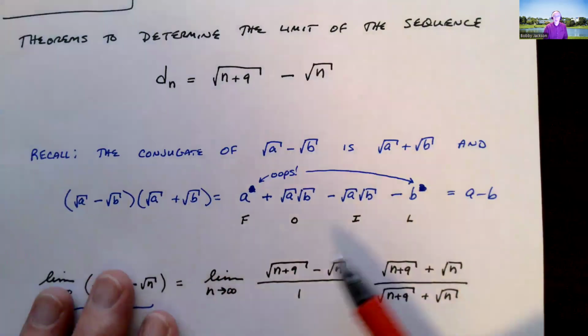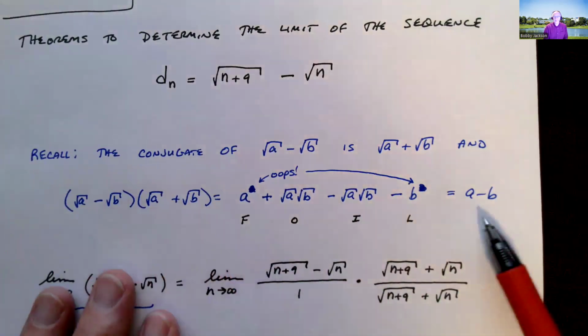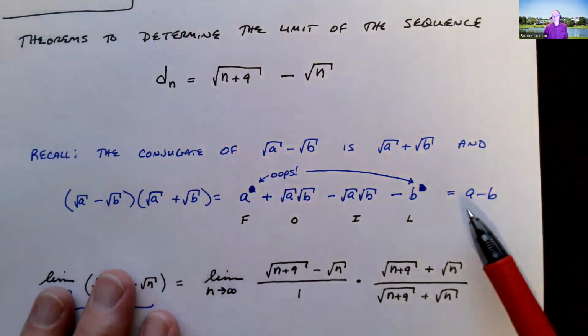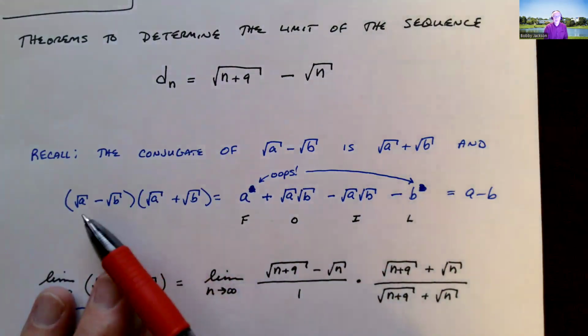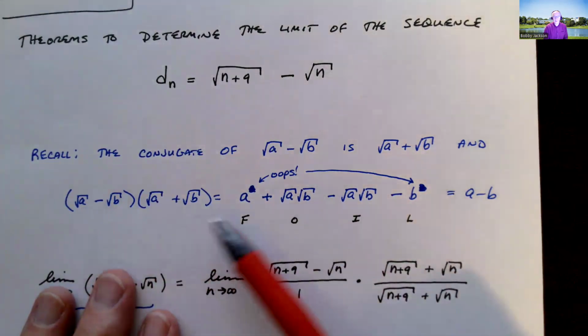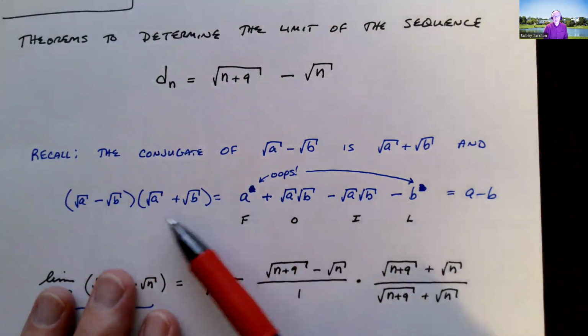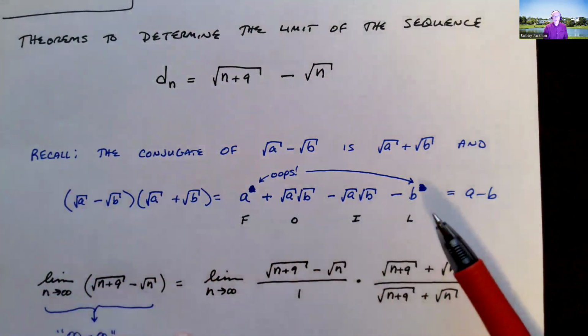This is really just, in a sense, factoring the difference of squares, if you want to think about it that way, because the square of the square root of a is a, and the square of the square root of b is b. But at any rate, this is what I'm going to use in this case.